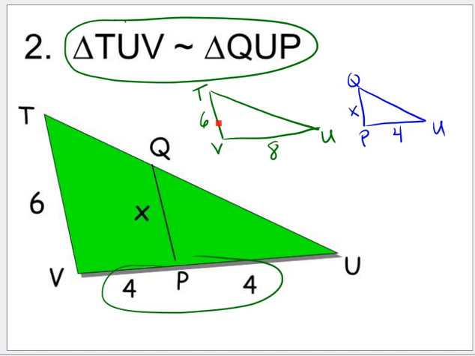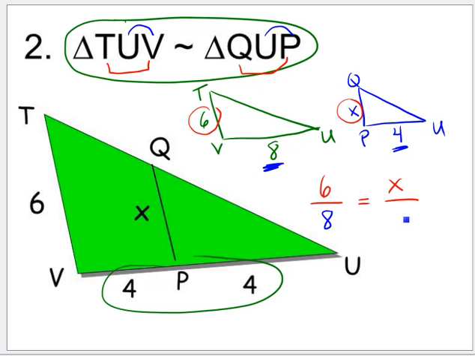What I'm going to do now is match side 6 up to its corresponding side. So TV is the first and third letter, and so is QP. So that means that it matches up to X. So I'll go ahead and start that proportion where I'll put 6 over something equals X over something else. I'm now going to match up my 8. My 8 is VU. VU is the second and third letter, and so is UP. UP is right here. 6 and 8 are in the same triangle, so I'm going to put 6 over 8.